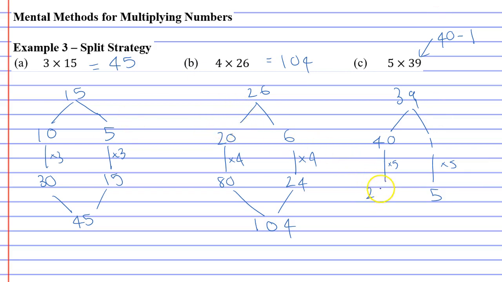So we get 200. Now, because we did this differently, with the other two we added them at the end, but because in this one at the very beginning we did 40 minus 1, we actually have to subtract our end solution. So 200 minus 5 is 195. And that concludes example 3 on the split strategy.